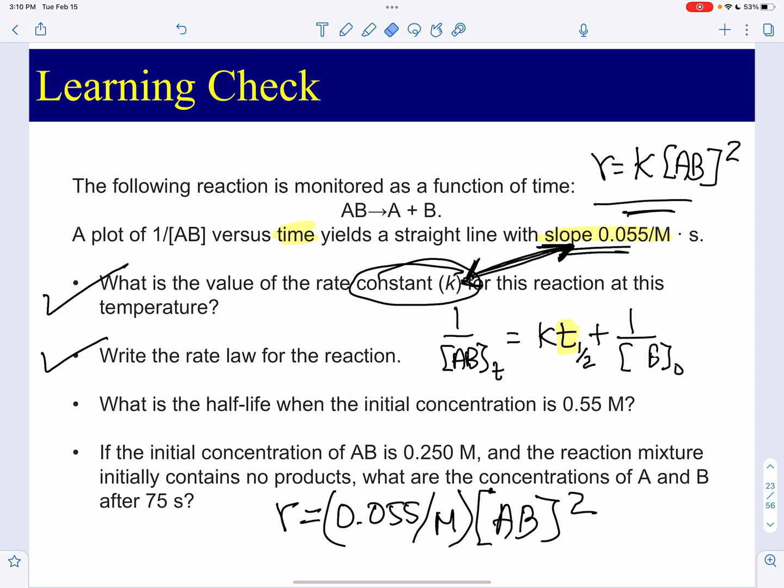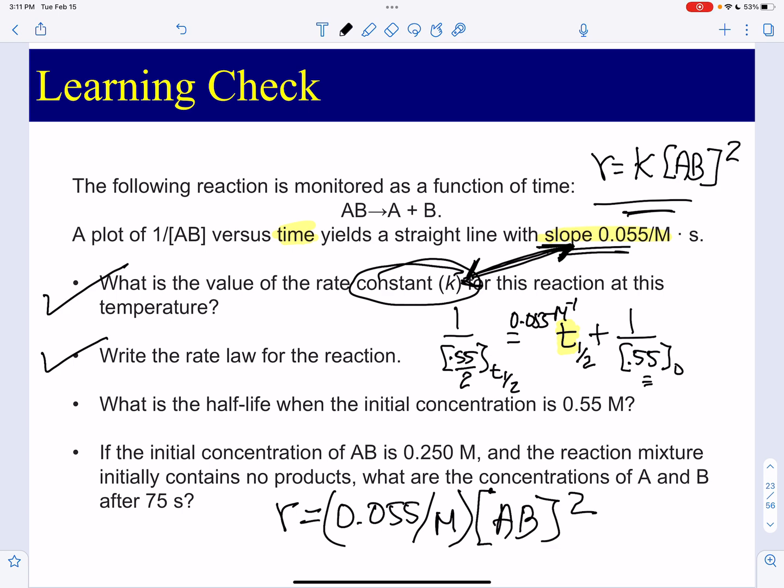We know that the initial concentration is 0.55. We know that the k is 0.055 over M, or M to the minus 1. And we know that AB at a given time, which is going to be at the half-life time, is going to be half of this. So 0.55 divided by 2.